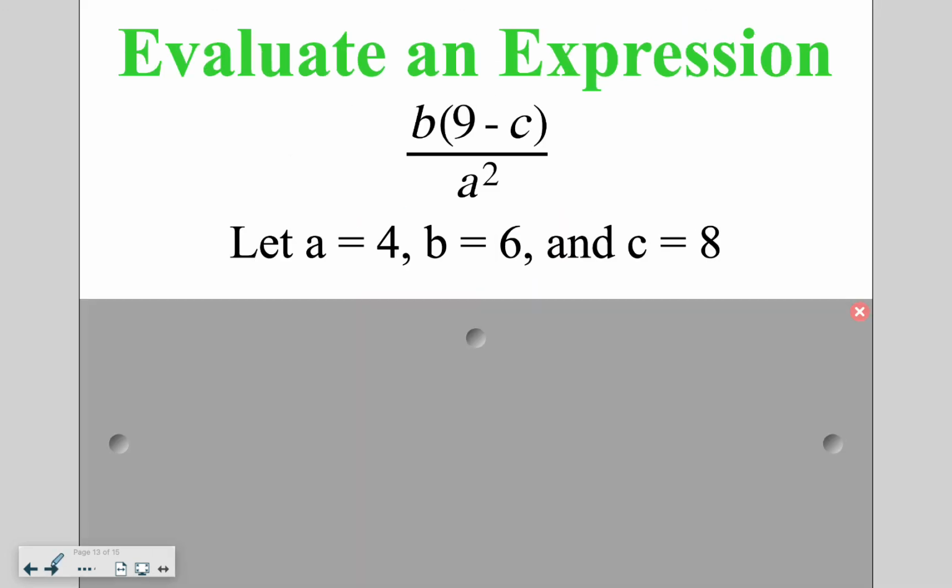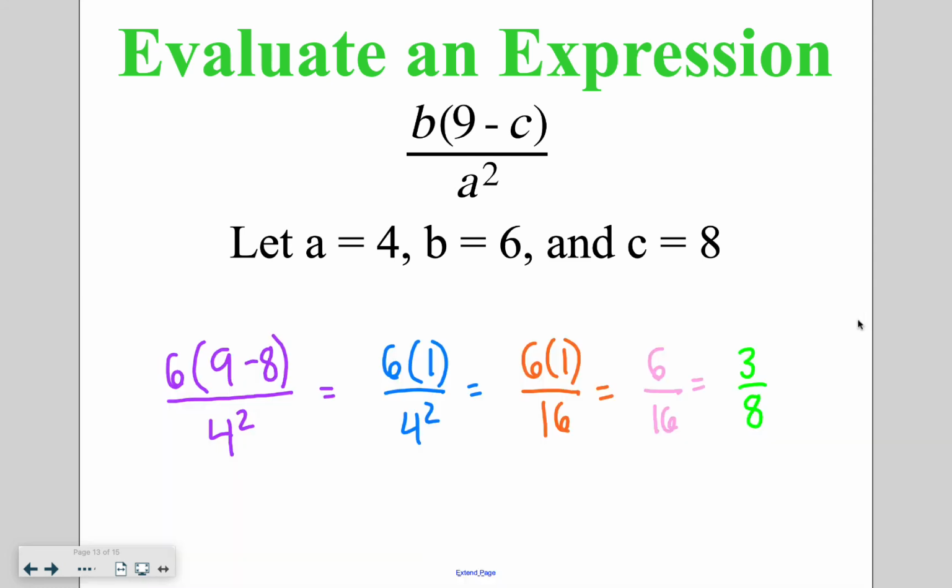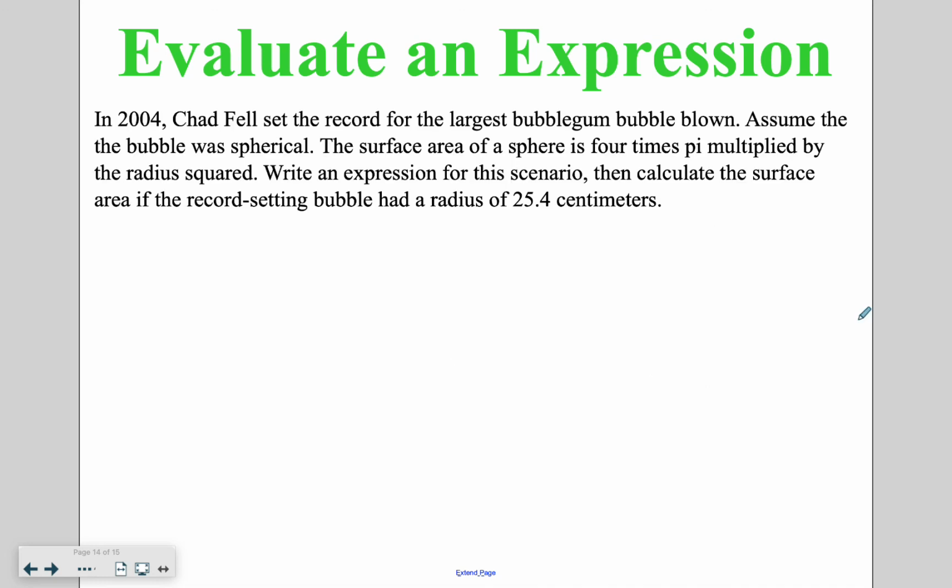Go ahead and try this one on your own. Plugging in, following the steps of PEMDAS, you are going to get a final answer of 3/8. If you turn that into a decimal and got 0.375, that is acceptable as well.